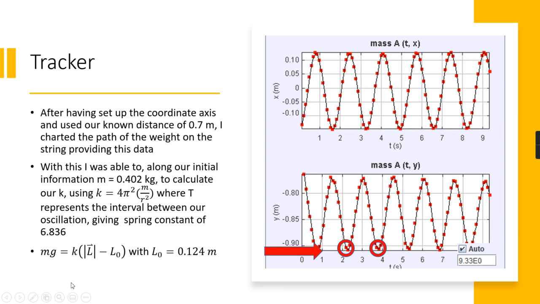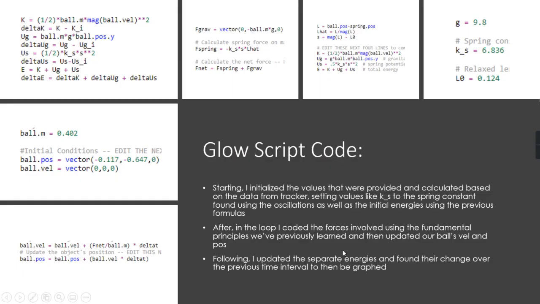And this is the equation used to solve for mass times gravity. And we have the L here to be at 0.124 meters. Here you can see these two positions are locations of interest where the spring has reached this location.